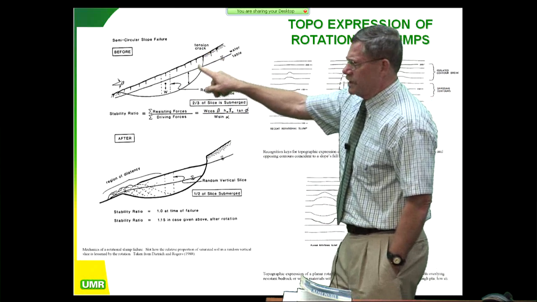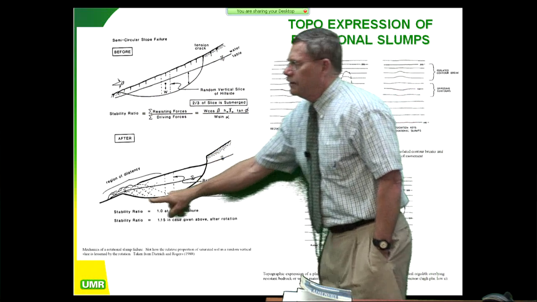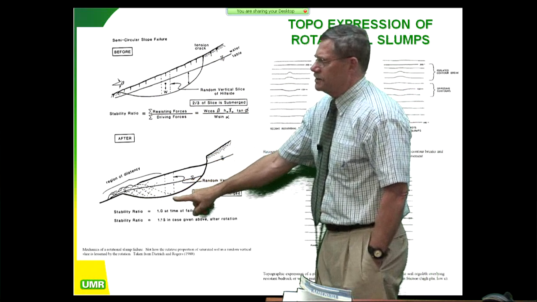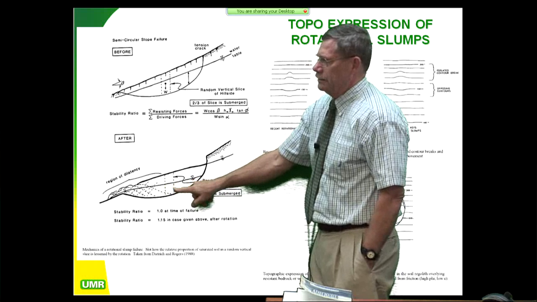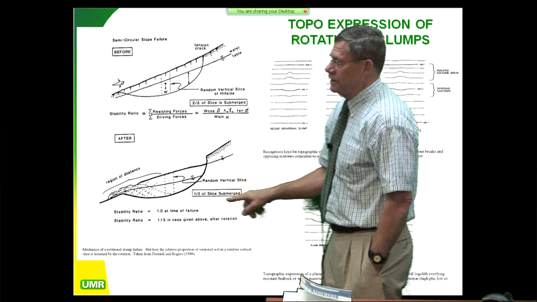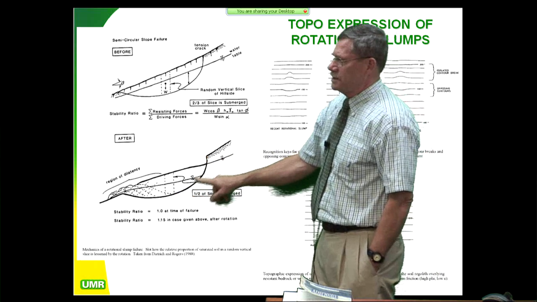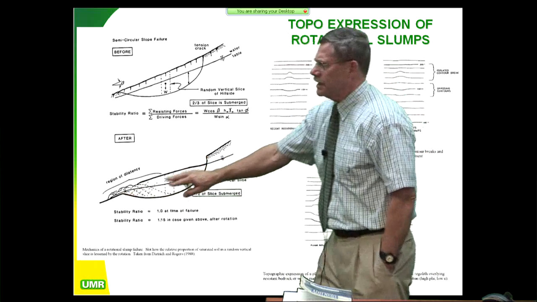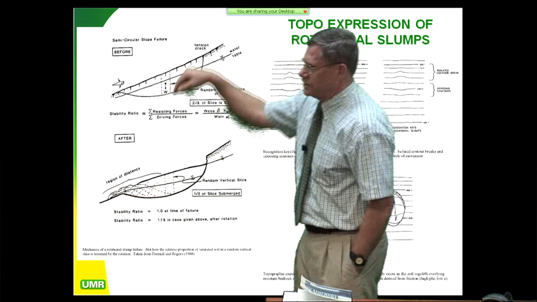Through simple rotation of this mass, right here, you go to a more stable inclination where only half of that slice is now saturated. So this is 15% more stable just in this configuration. And that doesn't count the drainage that's going to occur down here due to dilation.